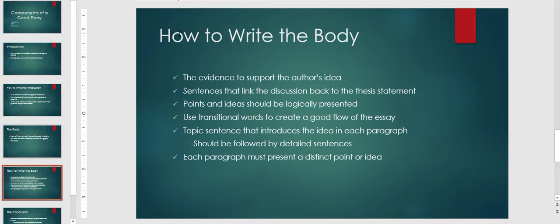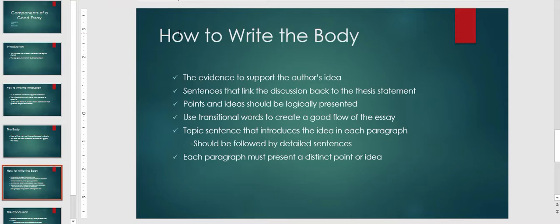Number three, your points and ideas should be logically and chronologically presented. You should start from the main points as you move downwards, and your ideas must not be seen to be mixed up without any particular order. You must be logical, and you must be chronological in the manner in which you present your ideas.